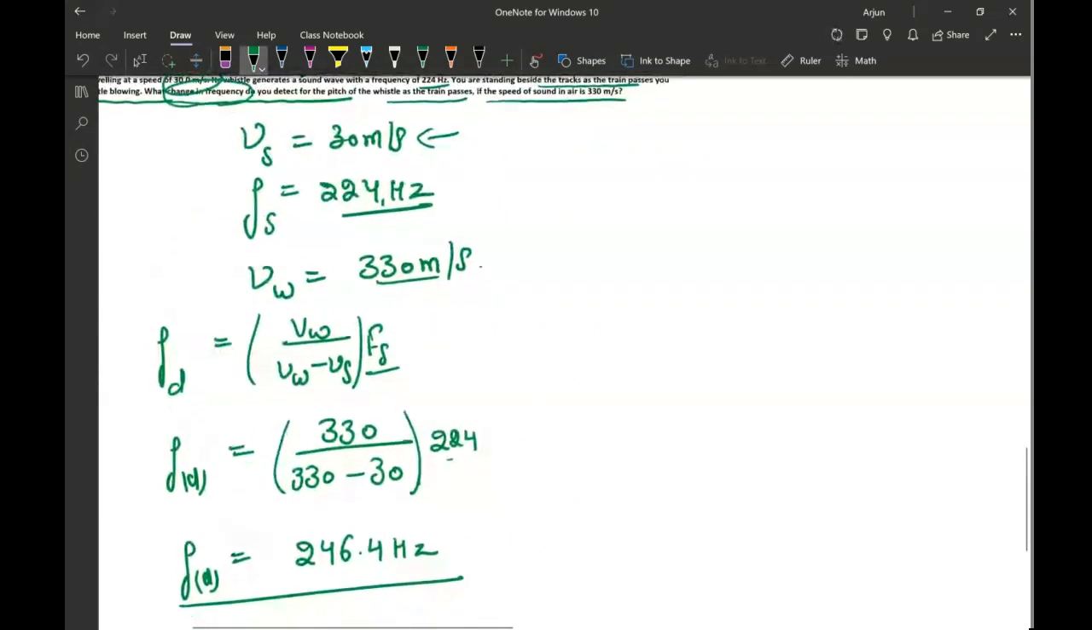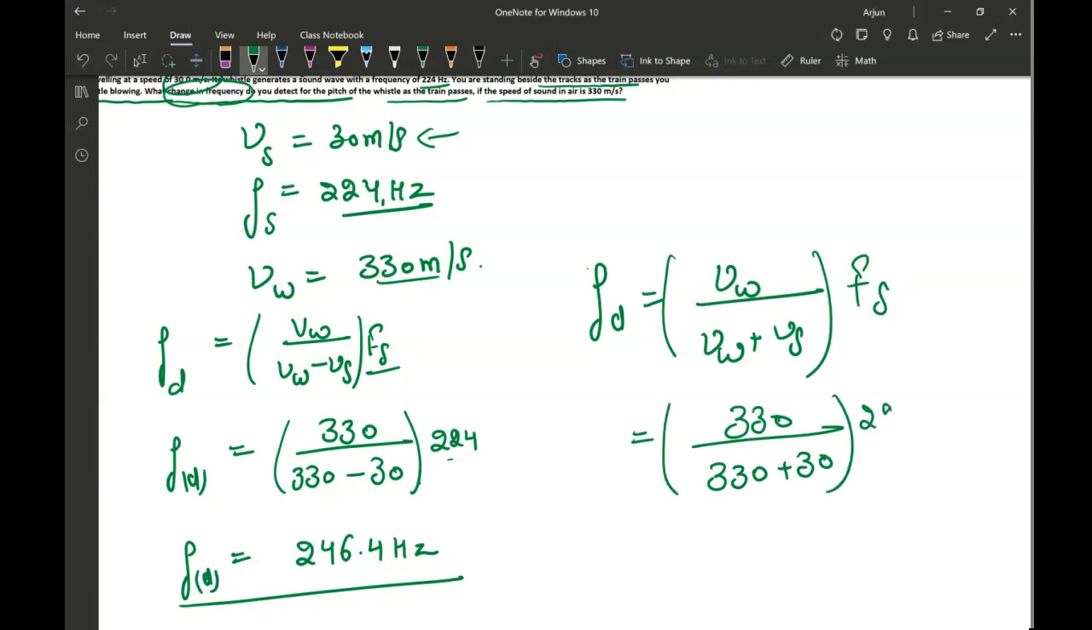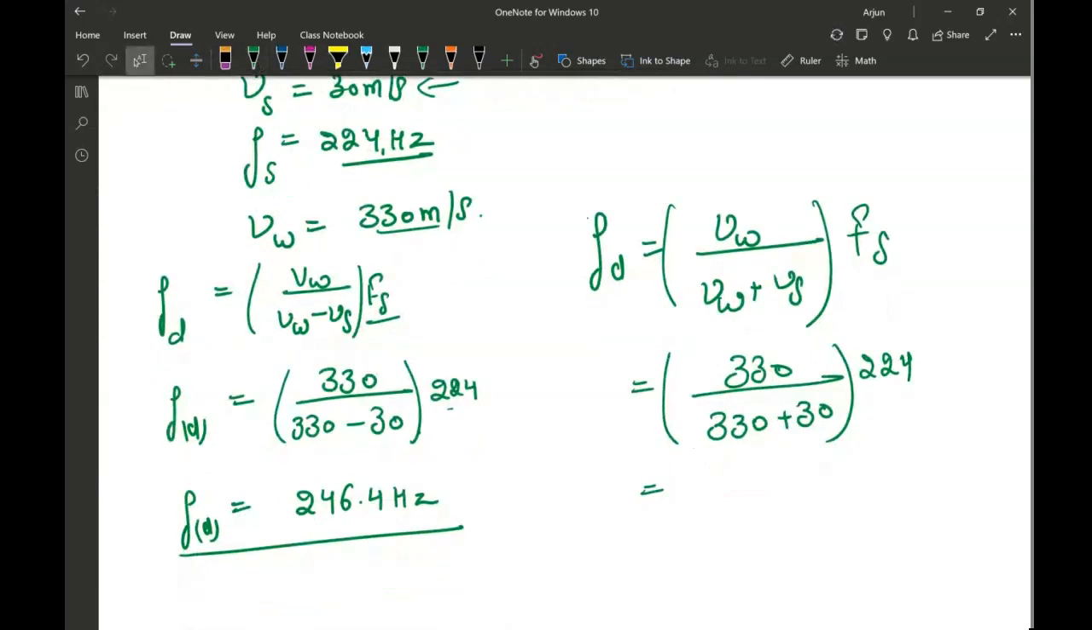When the vehicle is leaving away from you, then I will write down the formula Ft equal to Vw upon Vw plus Vs times Fs. In this scenario, again, we'll put the same values, 330 plus 30, multiply it with 224, and once you solve these numbers, you're going to get 205.3 hertz.